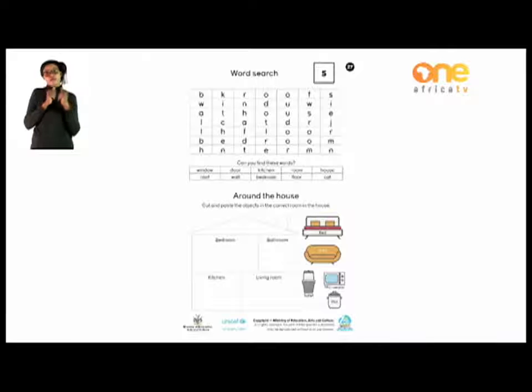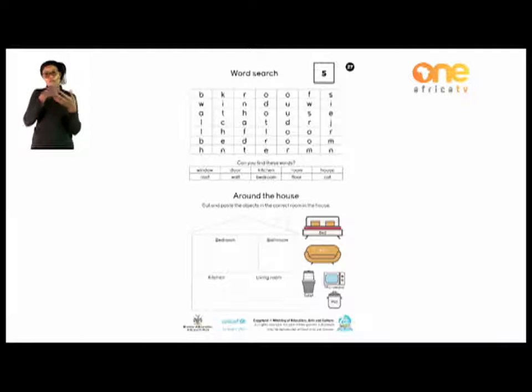So let's look at the first part, the bedroom. The bedroom. Will we paste the sofa in the bedroom? No. Will we paste the toilet in the bedroom? No. Will we paste the bed in the bedroom? Yes. So we will paste the bed where the bedroom is, and that is what you have to do on that part. Let's go over to the next page.